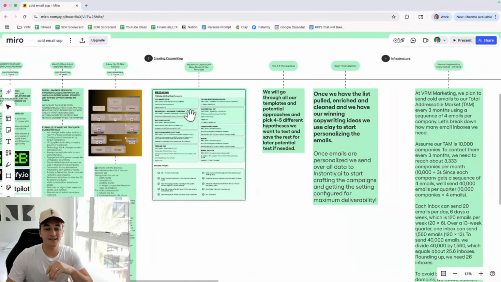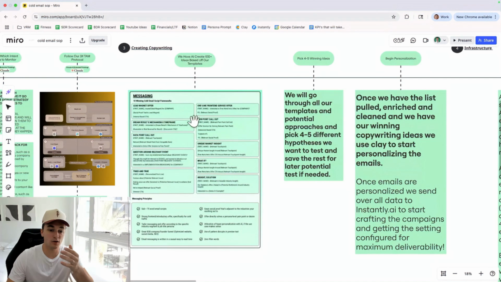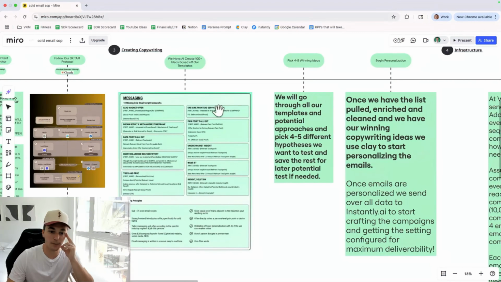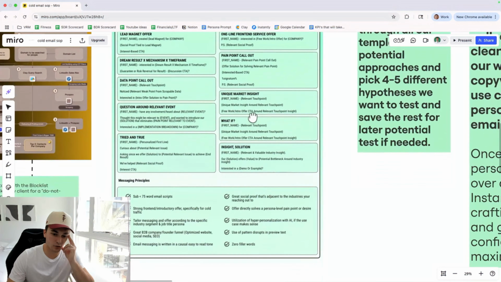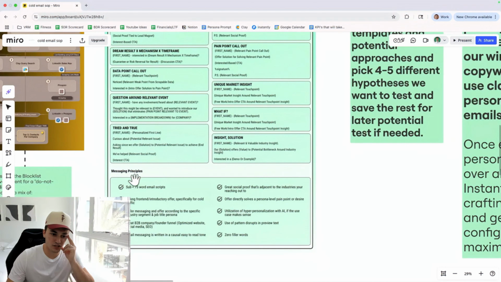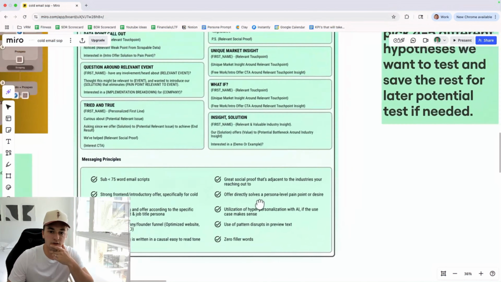Now these are some of our copywriting sequences that we use, going into creating copy now. These are 10 really good ones that have worked for us that I'm giving you guys. And these are some of our messaging principles that we'll follow, like under 75 words, strong front end offer or introductory offer. And you guys can read all that. I don't want to read it all to you. You can see it obviously.